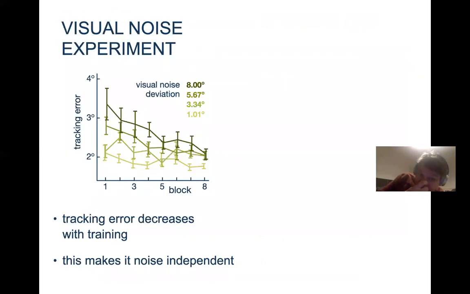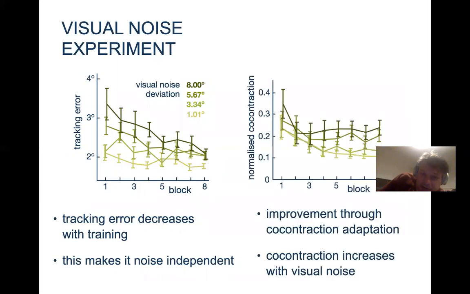So you see this experiment with this visual noise. And these are the results of performance. So you see that the error is decreasing with practice, with each trial. And at the end, after 8 trials, you have about the same error independent of the visual noise. And what about the co-contraction? So we measure the co-contraction with EMG, and what we see is that the co-contraction is also decreasing, but at the end you have larger co-contraction for larger visual noise.